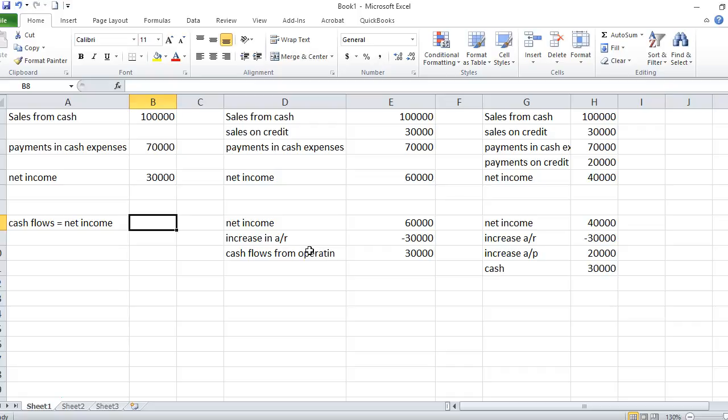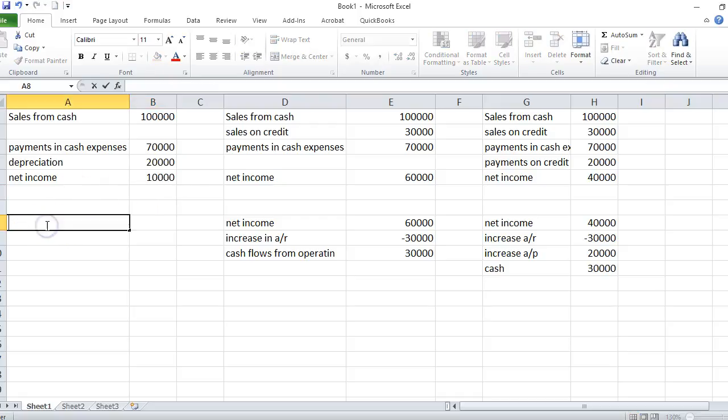Does that make sense? Here's another one, guys. What if we have sales from cash, payments and cash expense, and what if we have depreciation of 20, which means our net income is really 10? Okay?